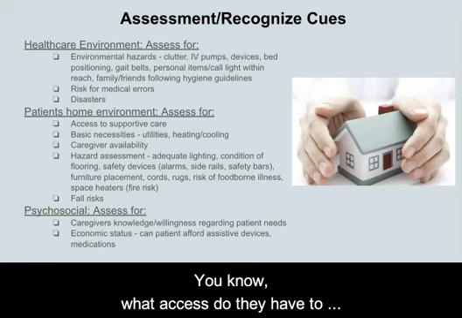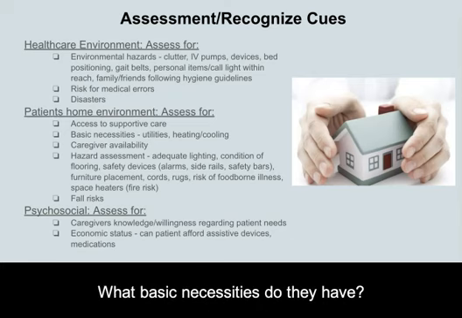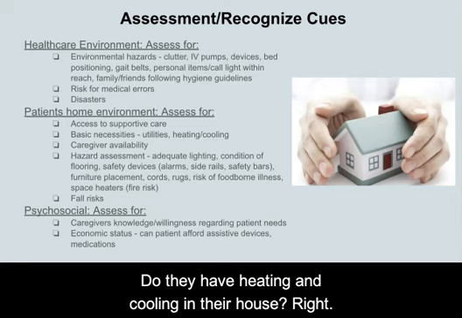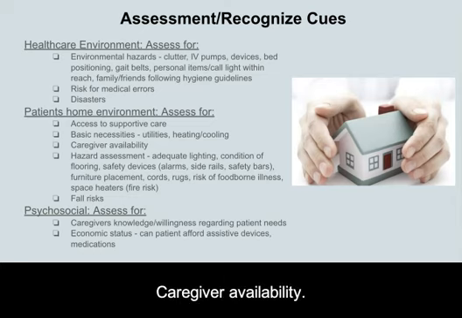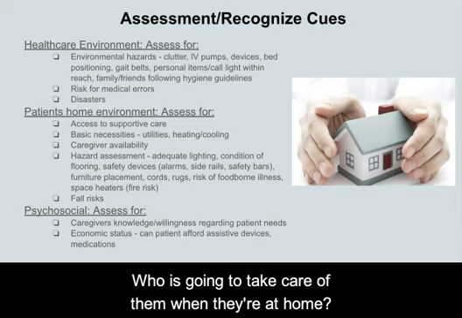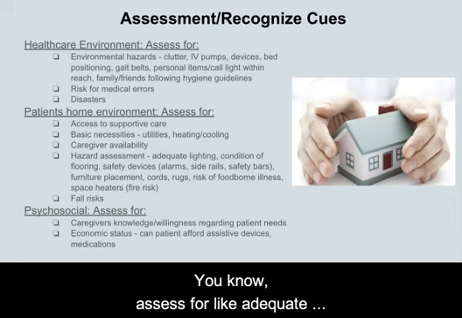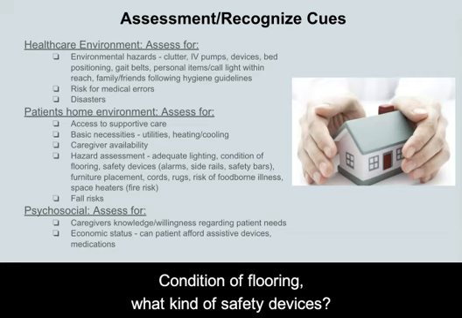What access do they have to supportive care? What basic necessities do they have? Do they have heating and cooling in their house, right? Caregiver availability. Who is going to take care of them when they're at home? Assess for adequate lighting. Ask them about it. Adequate lighting, condition of flooring.